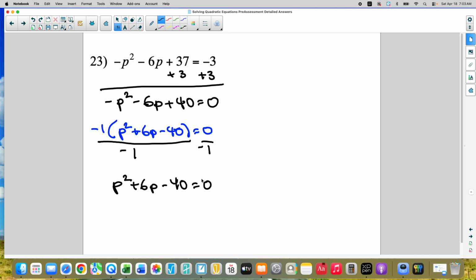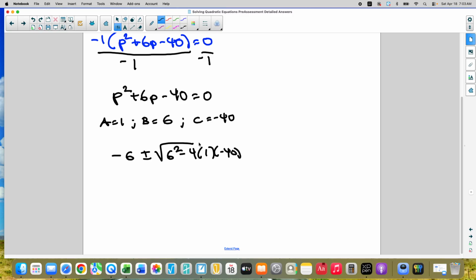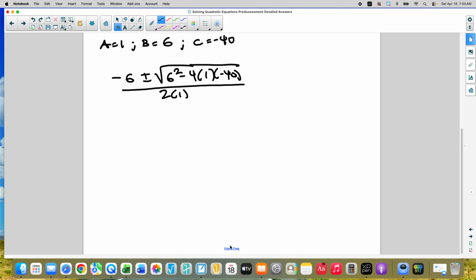So now it's in standard form. My a didn't need to be 1. It just couldn't be negative. So I just got rid of the negative there. So my a value is 1. My b value is 6. My c value is negative 40. Opposite of b, plus or minus square root of b squared minus 4 times a times c, all over 2 times a.